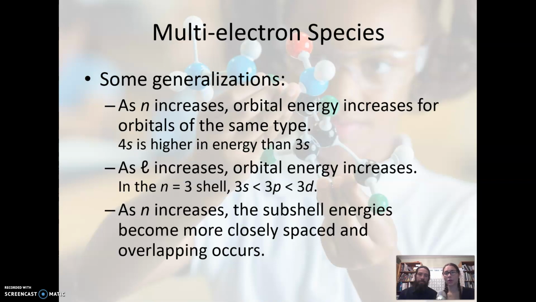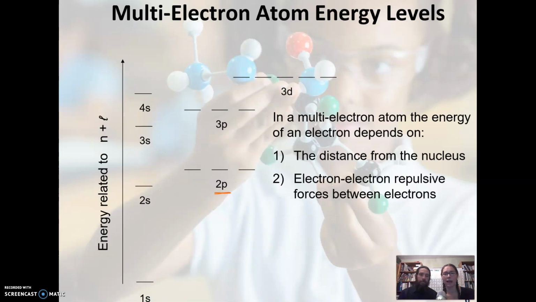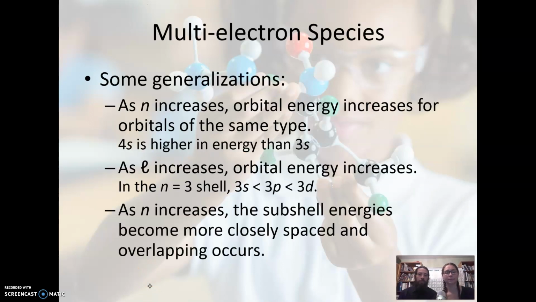As n increases, the energy difference between the levels gets smaller and smaller as you get further away from the nucleus. When this happens, they are very close in energy, and we get some overlapping. Look at this: we have 3s and then 3p, and then 4s is of lower energy than 3d. We need to know where these energy levels are so that we know when we can fill these with electrons, because electrons fill lower energies first. So we need to know what this order is.